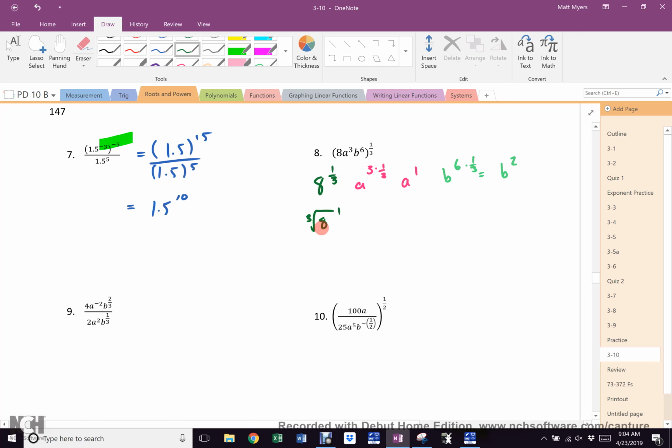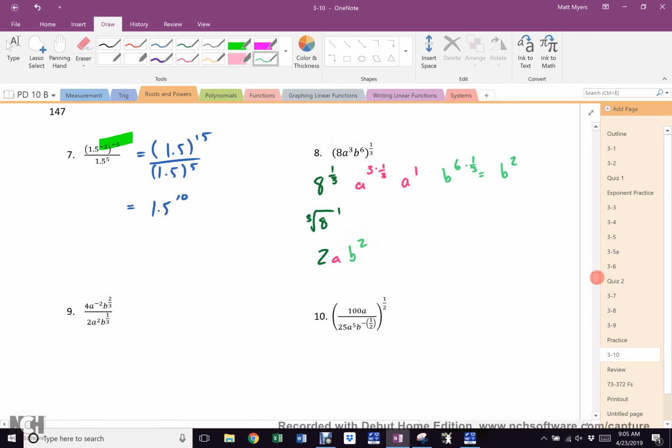What is the cube root of 8? 2. Do I write to the first power? No. So it's 2a, b squared. I wanted that to be light green. Nothing tricky, right? Up there looks scary. Is it? No, because you know how to do everything, every part of it.